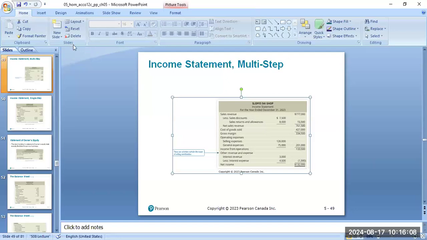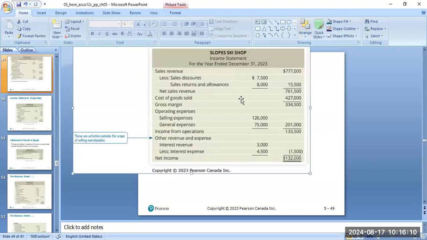Make it bigger so we can see it. First, we start with the sales, then deducting sales discounts, sales return and allowances, and we come up with the net sales. Then we're deducting cost of goods sold, and we're coming up with the gross margin. After that, we're deducting the operating expenses, we're going to come up with the income from operations. Then we're going to add or deduct other revenue or other expenses, and that's how we're going to come up with the net income.